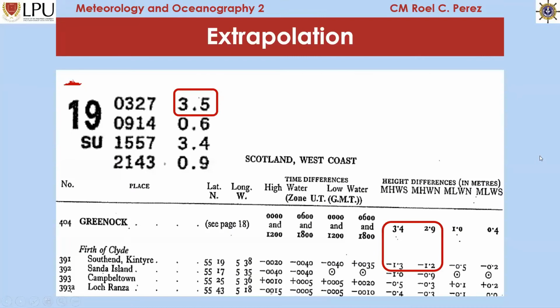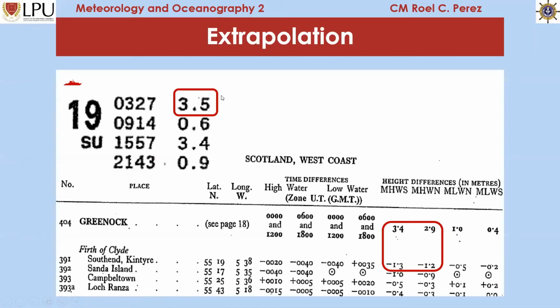Okay, for extrapolation, you will encounter this when you become second mate. There are some data that you cannot interpolate, because interpolation is the word inter, meaning within the selection. So for example, this one, Greenock. This is your mean high water spring and mean high water nip. And then the corresponding value at the secondary port in South End, Kintyre is negative 1.3 and negative 1.2.